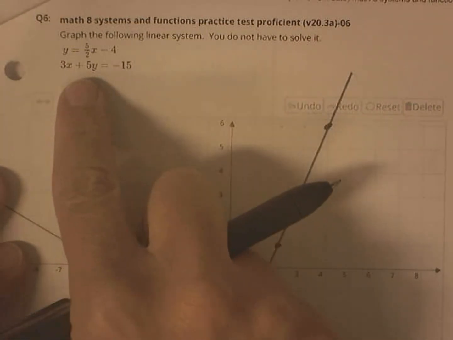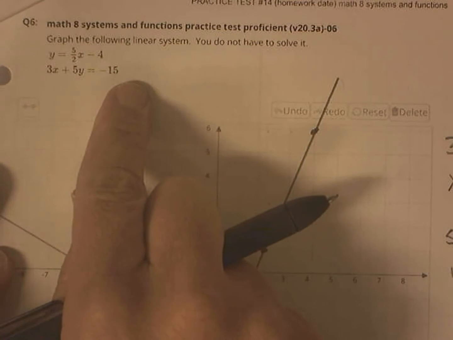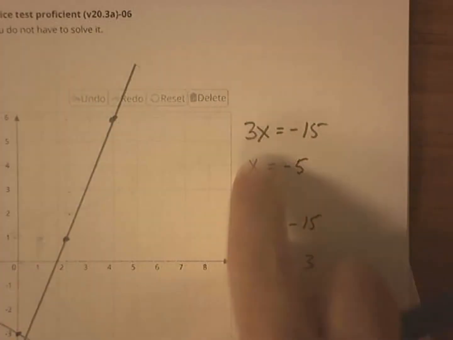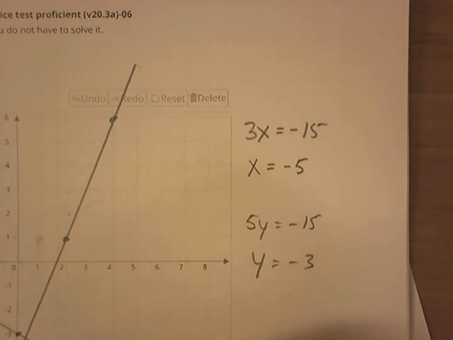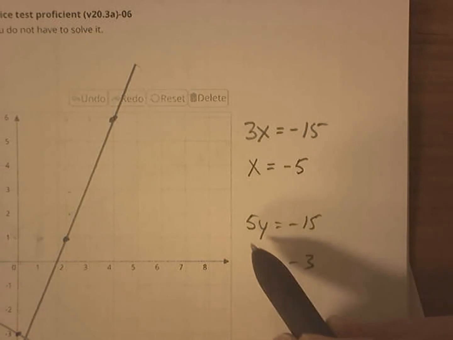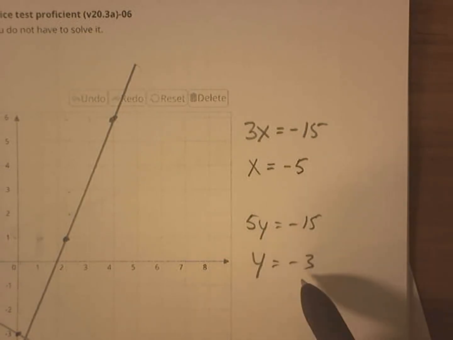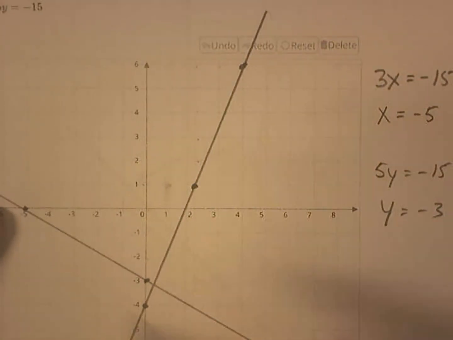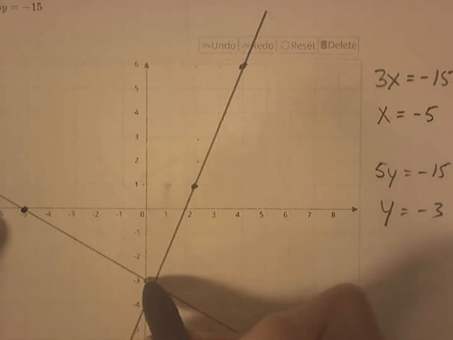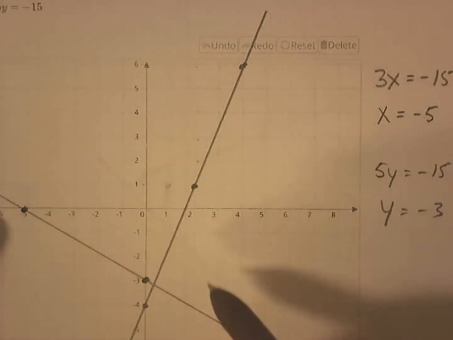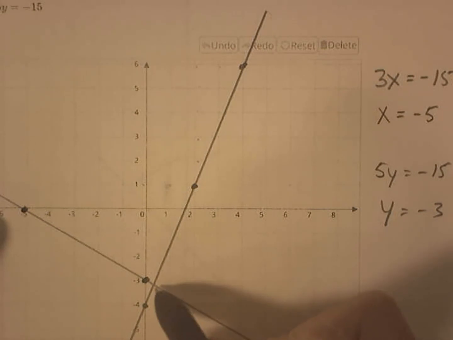The second one, I'm going to use mini-me. So I'm going to go 3x equals negative 15 and 5y equals negative 15. 3x equals negative 15, so x equals negative 5, and that's right here. You can't see it. And 5y equals negative 15, y equals negative 3. So x equals negative 5 is right here, and y equals negative 3 is right there, and I connect the dots. This is not asking for the solution, but the solution would be right here. It'd be some kind of a decimal answer.